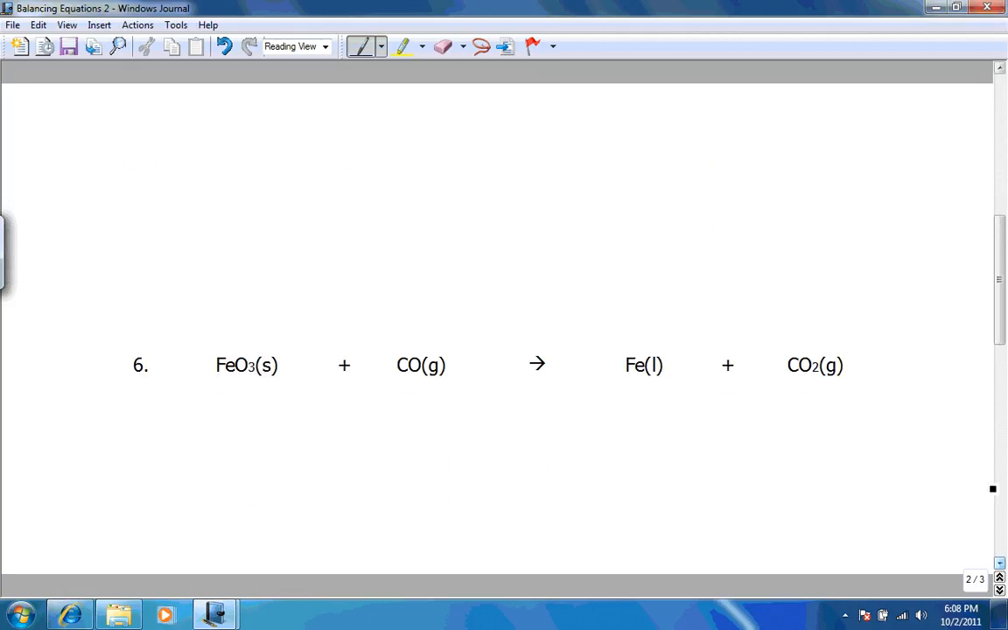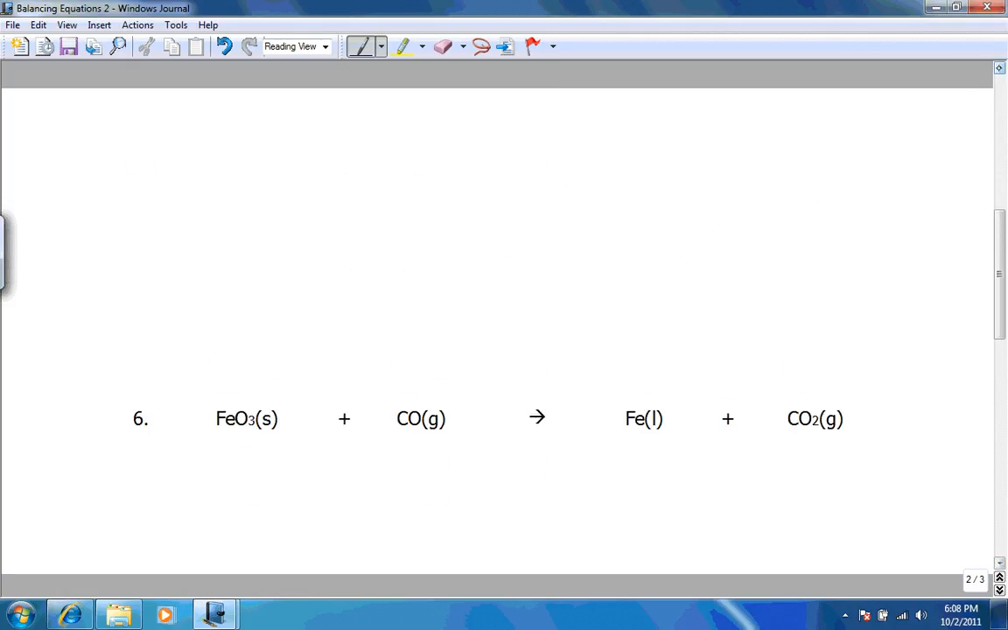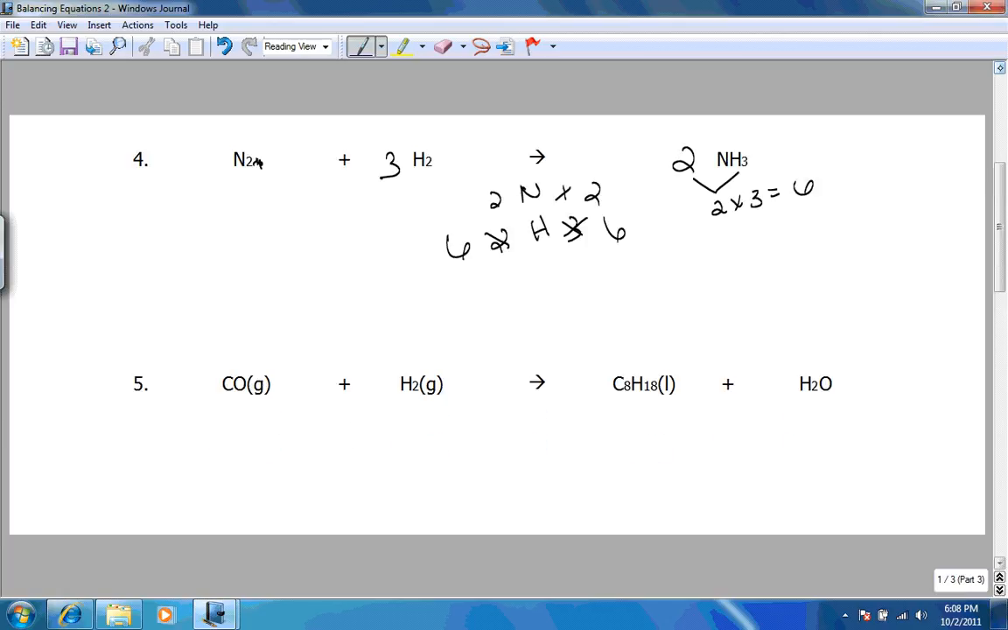And then number 5, I mean, we went too far. We have carbon, oxygen, and hydrogen. We have 1 carbon on the left and 8 on the right. 1 oxygen on the left and 1 on the right. 2 hydrogens on the left, and we have a lot of them on the right. We have 18 here and we have 2 here. So we actually have 20. So 18 plus 2 is 20.